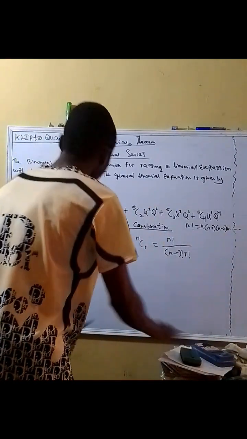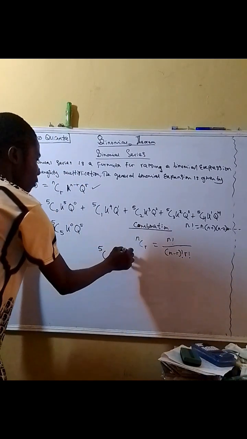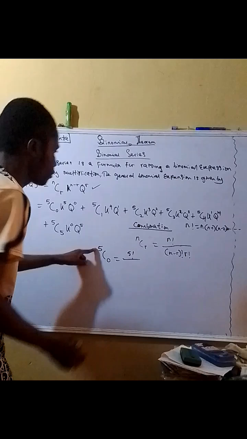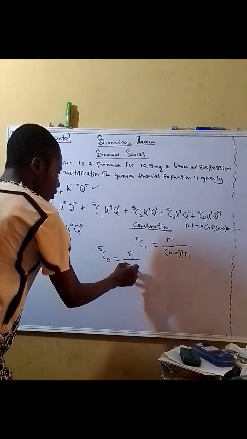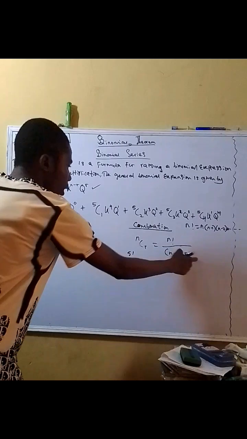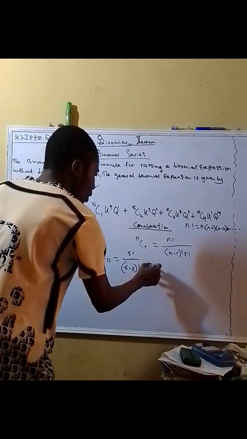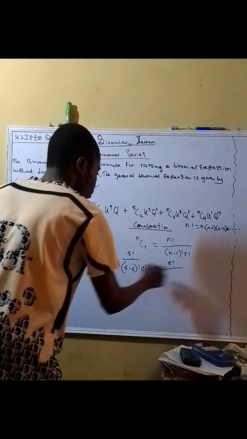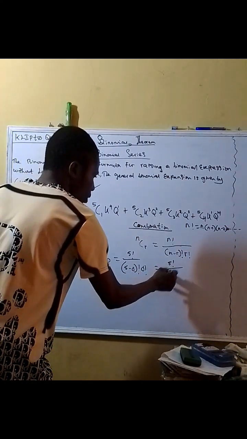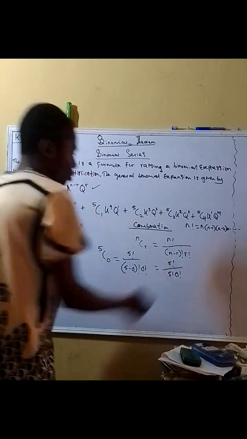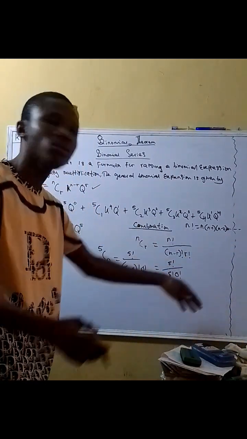Now, at this point, let's say we have 5 combination 0. That will be n factorial, 5 factorial, over n minus r, 5 minus 0 factorial, r factorial, that will be 0 factorial. So at that point you have this equal to 5 factorial over 5 minus 0 factorial, that will be 5 factorial, times 0 factorial. Don't forget, these two things here are multiplied: 5 factorial times 0 factorial.